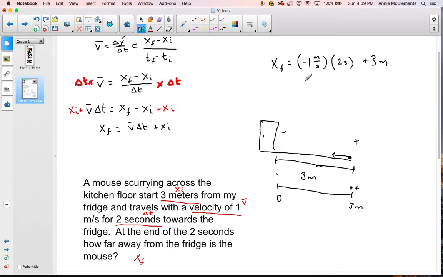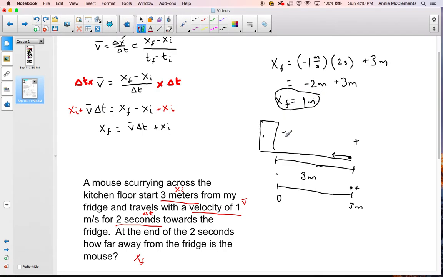So if we do a little math here, -1 meters per second times 2 seconds equals -2 meters, plus 3, which is our starting position. This math shows us that after those 2 seconds, that mouse has a position of 1 meter away from the fridge in the positive direction.